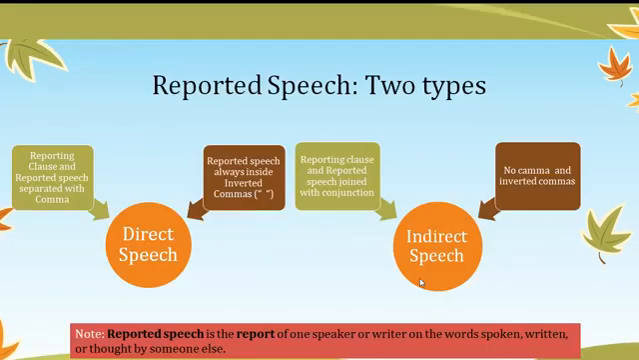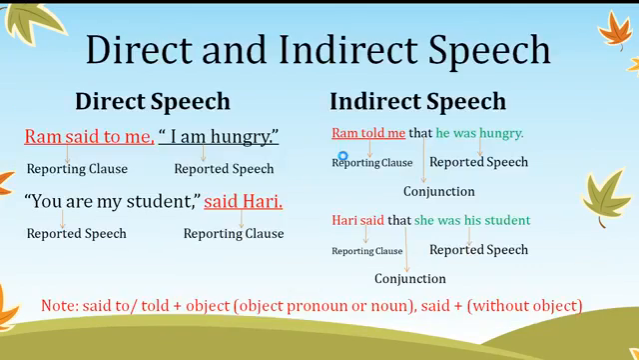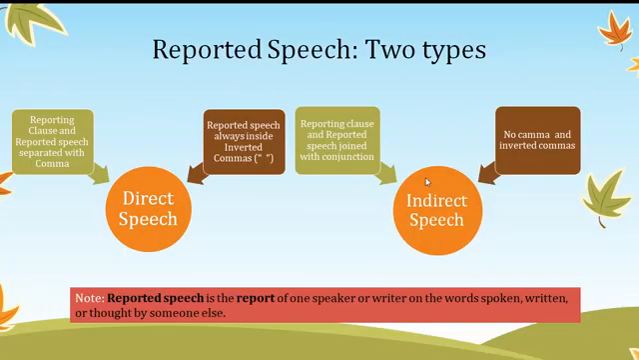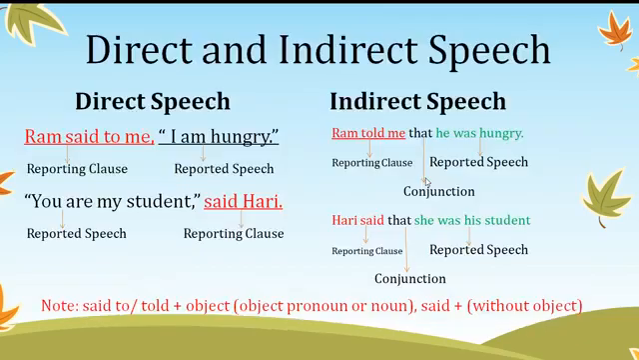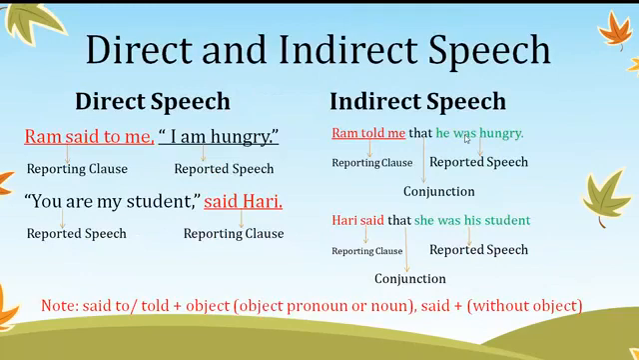So what things did I tell you over there, looking at the first slide? The reporting clause and reported speech are joined with a conjunction. Okay, what is the conjunction here? That. The reporting clause and the reported speech are joined with the conjunction, that. And what is the second one that we have learned over this one? No commas and no inverted commas. Just go. Can you find, can you see the comma and inverted comma here? No. Both comma and inverted comma are removed. Okay, so that is why this is indirect speech. There must be these two things in indirect speech. That you should not forget.